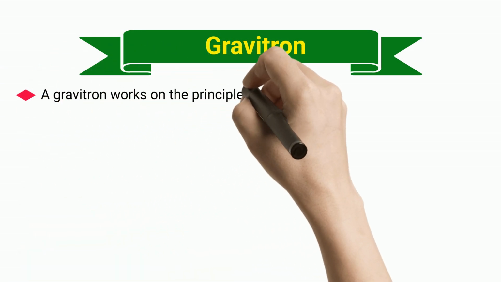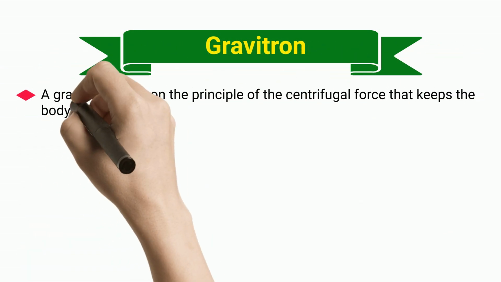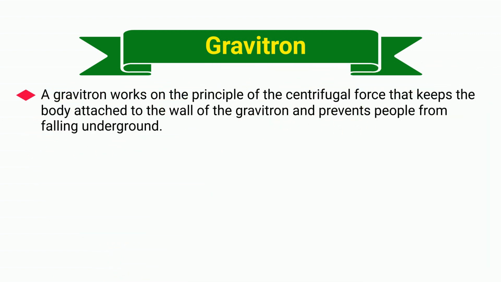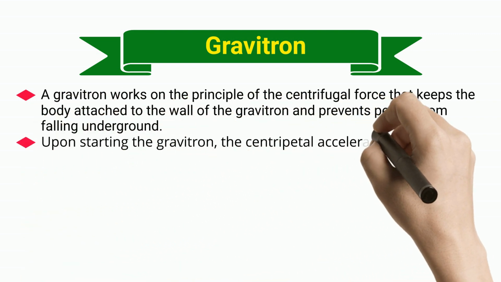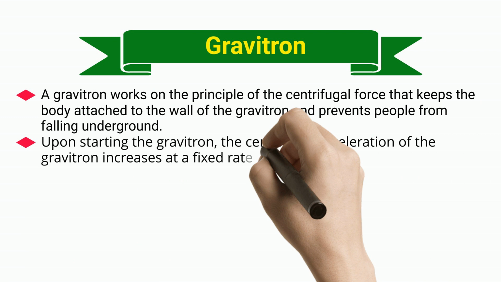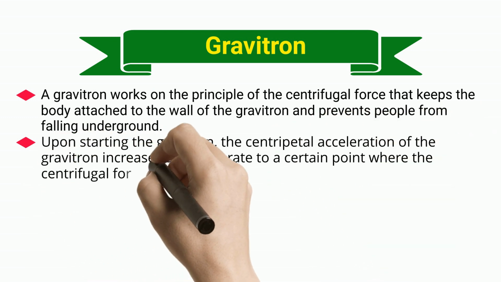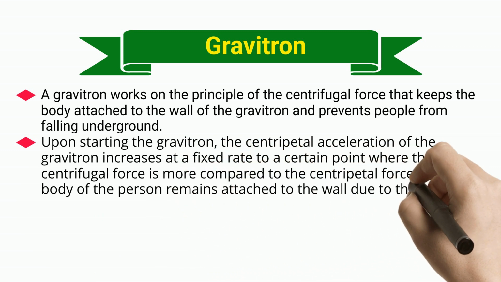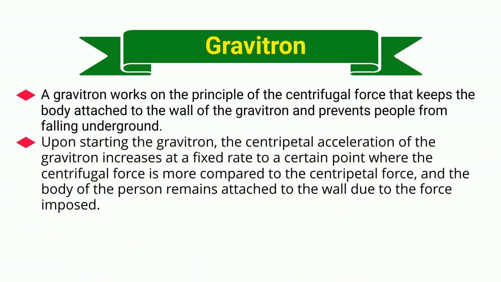Gravitron. A gravitron works on the principle of the centrifugal force that keeps the body attached to the wall of the gravitron and prevents people from falling underground. Upon starting the gravitron, the centripetal acceleration of the gravitron increases at a fixed rate to a certain point where the centrifugal force is more compared to the centripetal force, and the body of the person remains attached to the wall due to the force imposed.